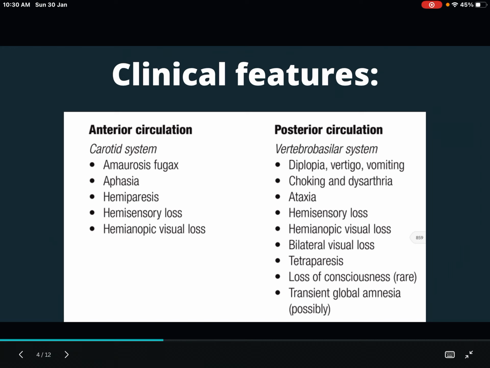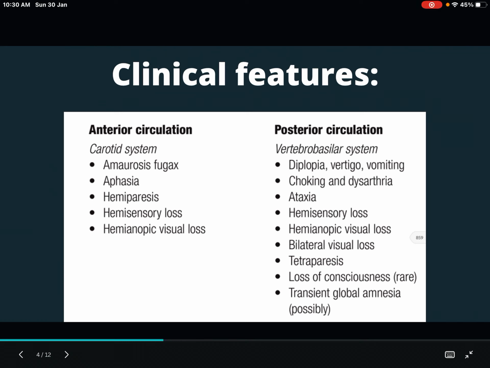Coming to the anterior circulation, you know amaurosis fugax that you have studied in the 3rd year ophthalmology, like transient loss of vision in the eyes, aphasia, hemiparesis, hemisensory loss, hemianopic visual loss. This hemisensory loss and hemianopic visual loss you can write in posterior circulation events also. And posterior circulation, that is vertebro-basilar system, will be having diplopia, vertigo, vomiting, those features also.